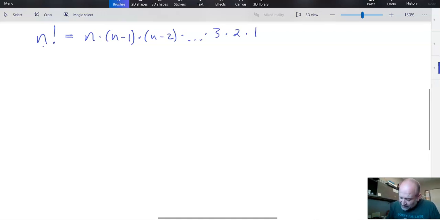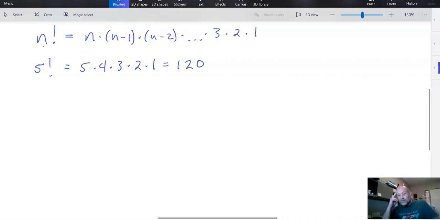Right? So if I have something like 5 factorial, that's equal to 5 times 4 times 3 times 2 times 1, which ends up giving me 120. Right, so we can compute these things fairly straightforwardly. You do start to run into problems when you take factorials of bigger numbers, though, because these things grow incredibly fast.